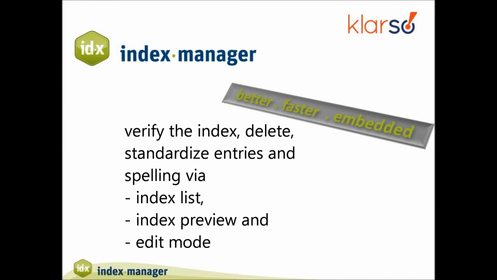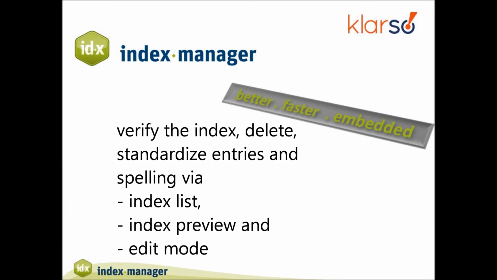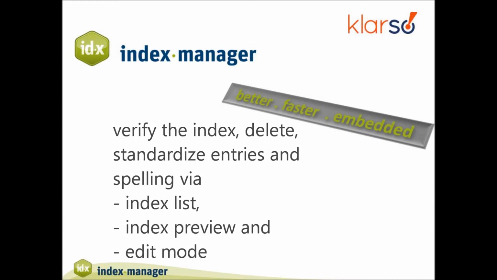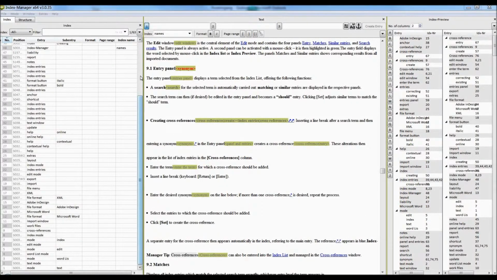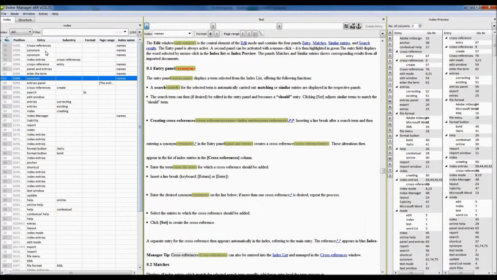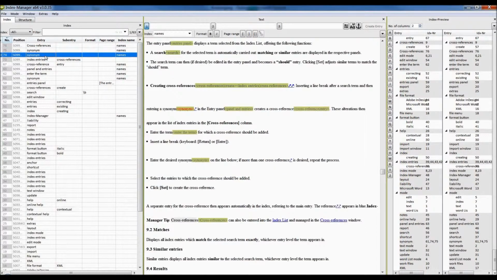In this tutorial, I will explain how to delete and edit entries. To delete entries, Index Manager provides exactly one way to delete entries. Select entries to delete from the index list and press the Delete key on your keyboard. There are two similar entries here in this example. I'm going to delete one of them.